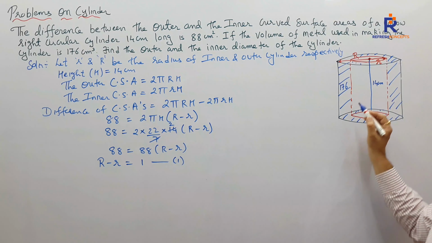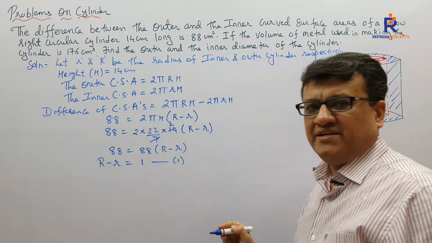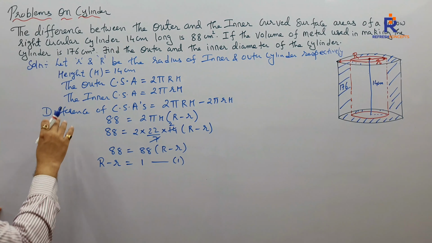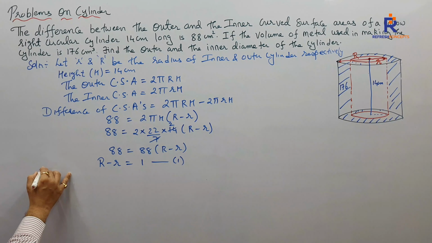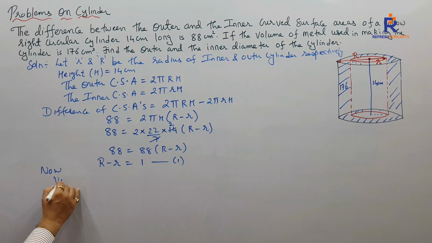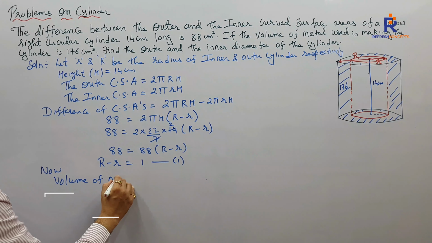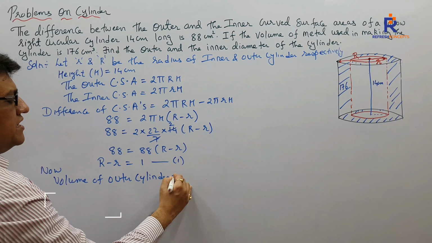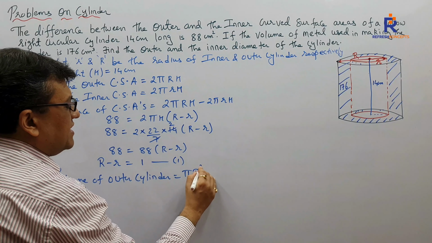Volume for a hollow cylinder is nothing but volume of outer cylinder minus volume of inner cylinder. On the same lines as we did for curved surface area, let's go for volume. Now, what is the volume of the outer cylinder? Volume of a cylinder is pi r square h. Pi capital R square capital H.